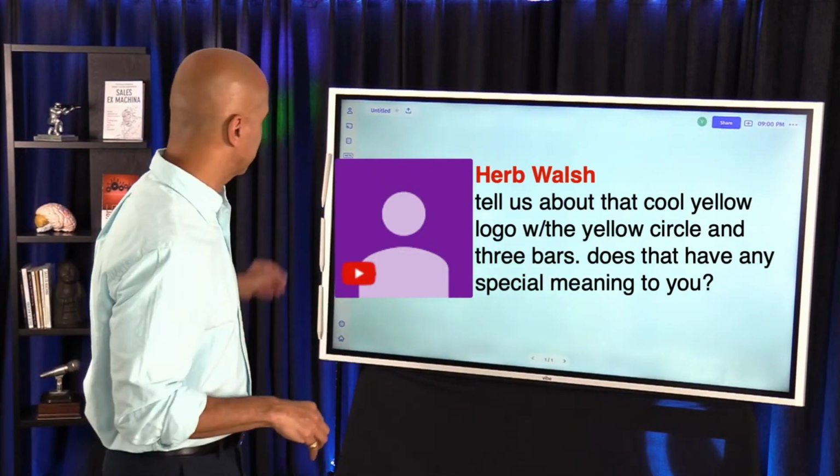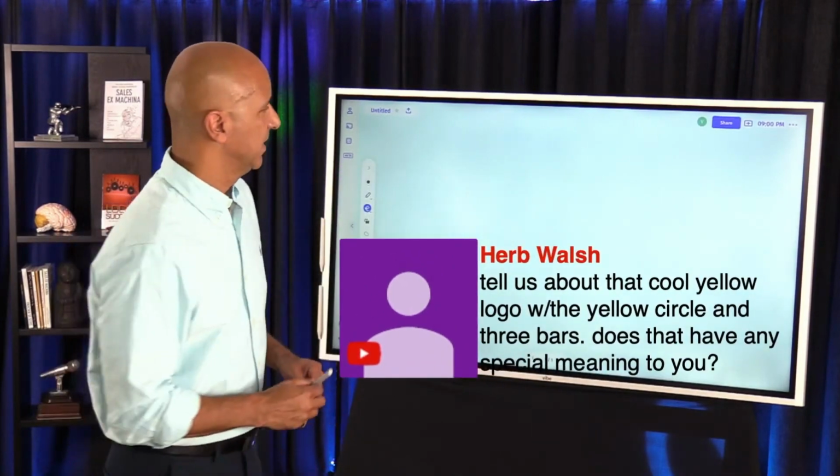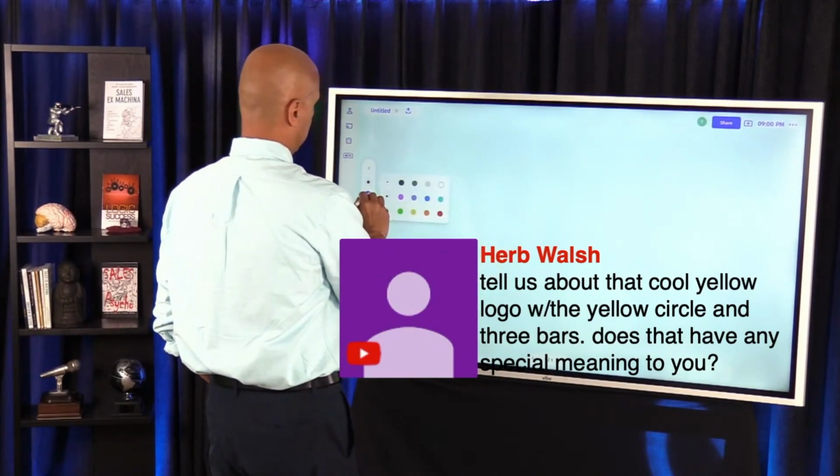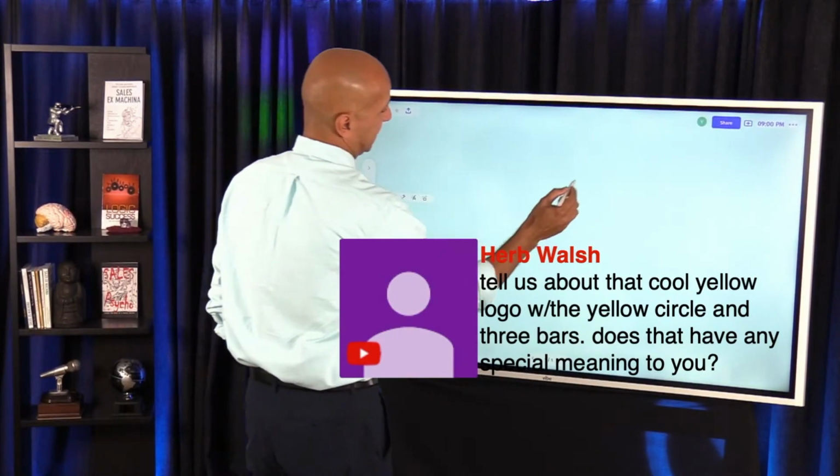Tell us about that cool yellow logo with the yellow circle and the 3 bars. Does that have any special meaning to you? That's the sales velocity logo. If you know the sales velocity equation, there are 4 aspects to it. If you look at the circle, let me just highlight that. If you want to know what this is, Herb, here it is.